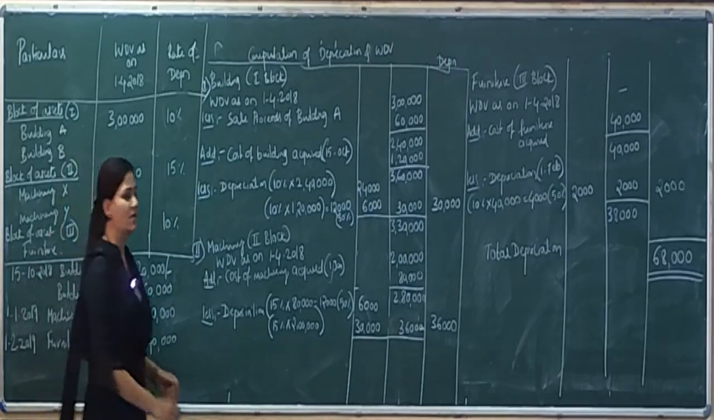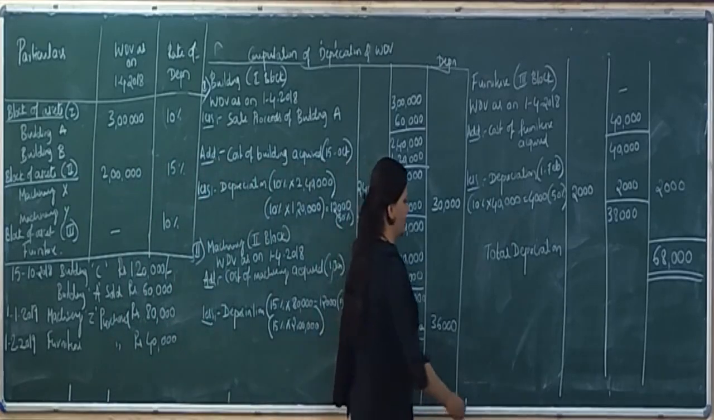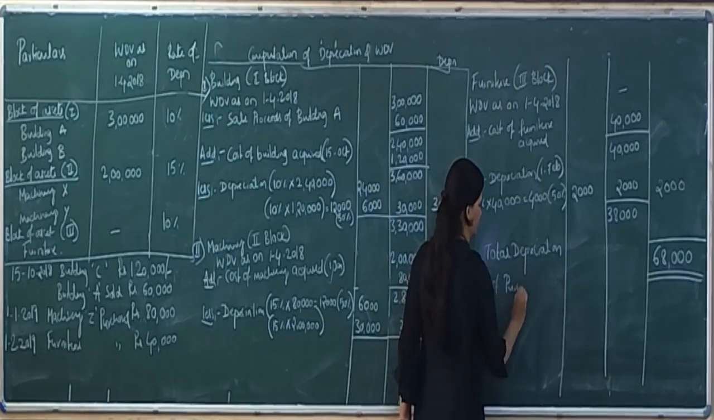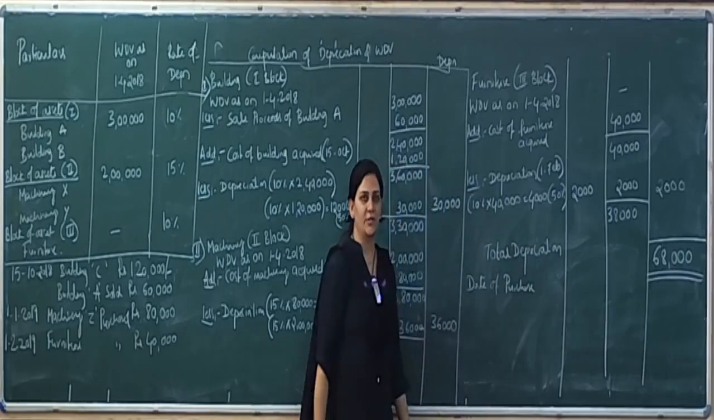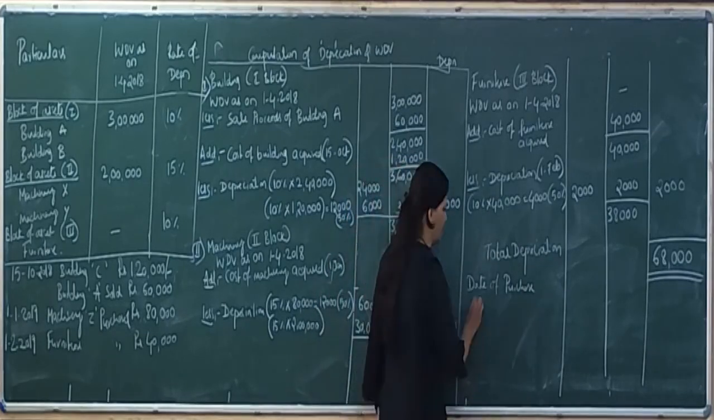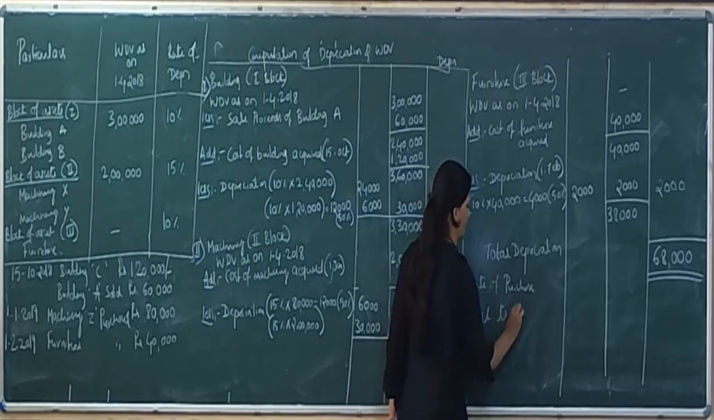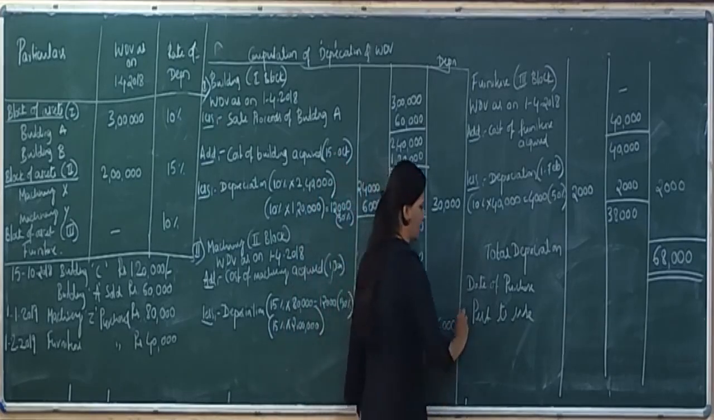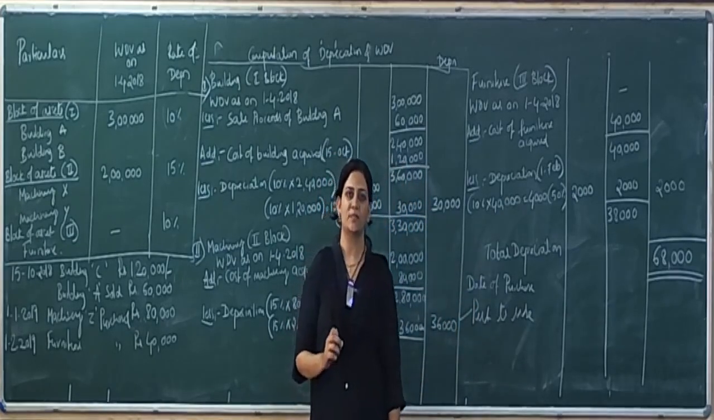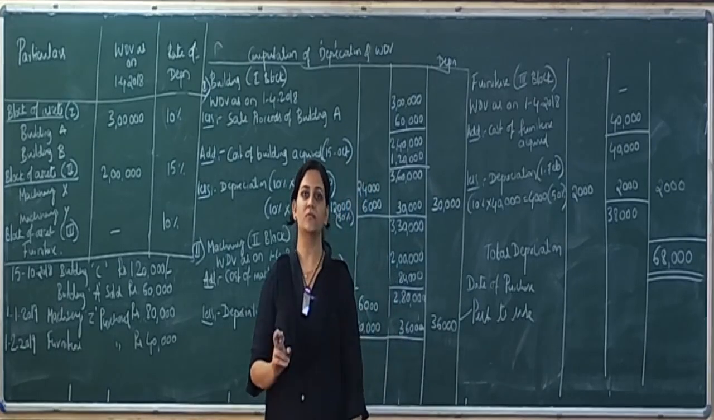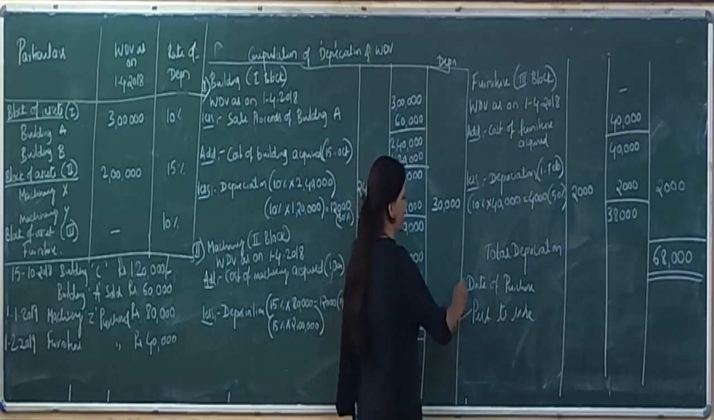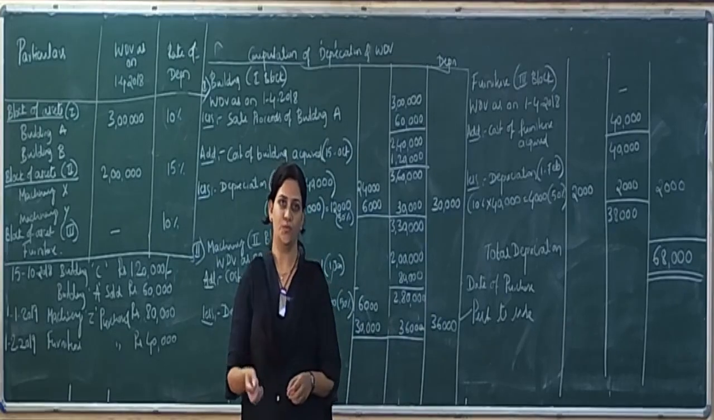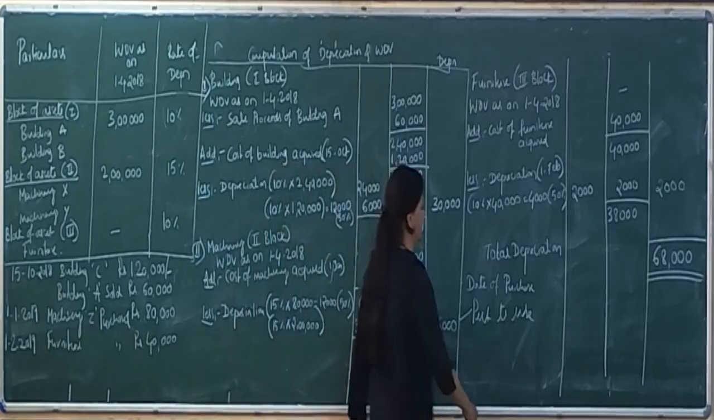And one more thing you will have to remember here is that sometimes there is a date of purchase, and there is a date when a particular asset is put to use, right? So when you have these two dates, always we should consider when a particular asset is put to use. So don't go for the date of purchase in that case, but you should consider when a particular asset is put to use.